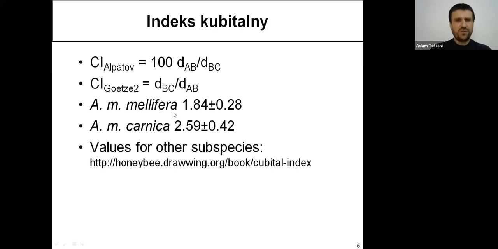In the case of Mellifera and Carnica, there is a big difference in cubital index. Mellifera has a smaller value, much smaller than Carnica and probably Ligustica. You can check my website, where cubital indexes are listed for a wide range of subspecies. And you will notice that many subspecies have the same cubital index. So cubital index is good for discrimination between Mellifera and Carnica, but can be, for example, not effective in discrimination between Mellifera and Iberiensis, which is in the Iberian Peninsula.